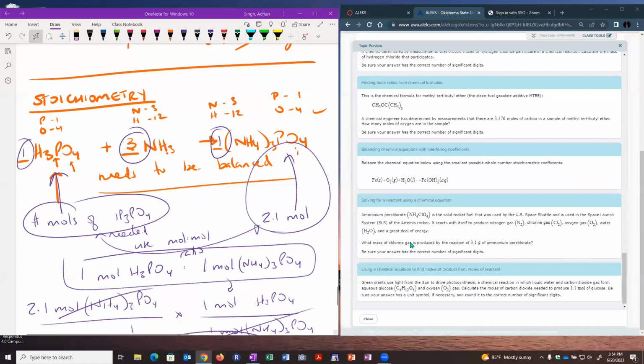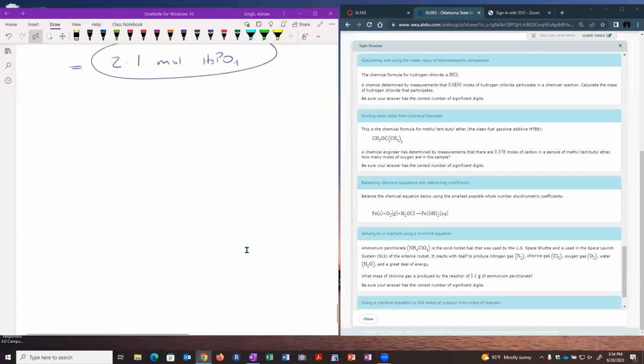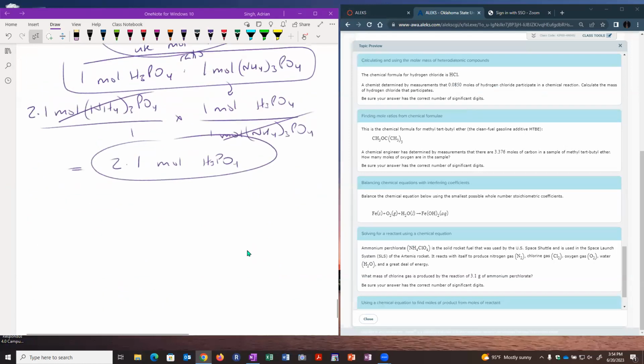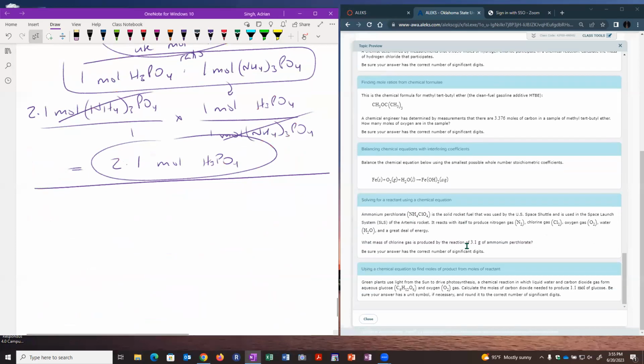All right, and then the last one we'll take a look at here is very similar in terms of the stoichiometry involved. Where are we? Okay.